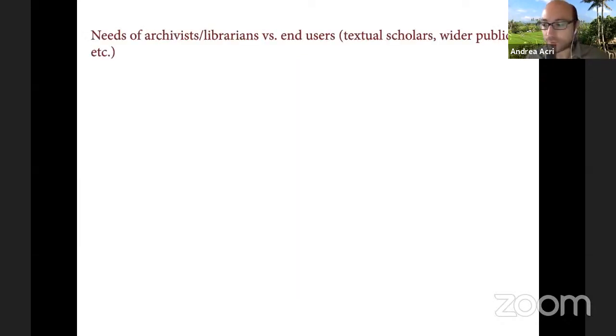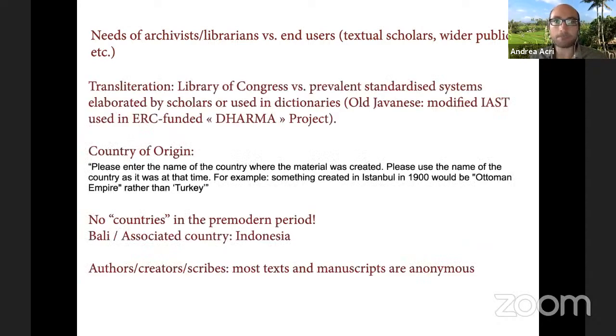And yes, so this was the end of the presentation of our current project. As I said, sometimes the problem is that there are different needs. These metadata actually respond to different needs: textual scholars, the wider public, and also archivists and librarians.